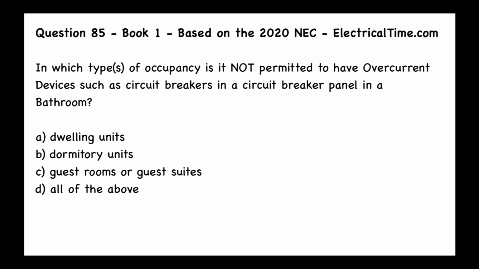In which type or types of occupancy is it not permitted to have overcurrent devices such as circuit breakers in a circuit breaker panel in a bathroom? Is it A, dwelling units, B, dormitory units, C, guest rooms or guest suites, or D, all of the above?